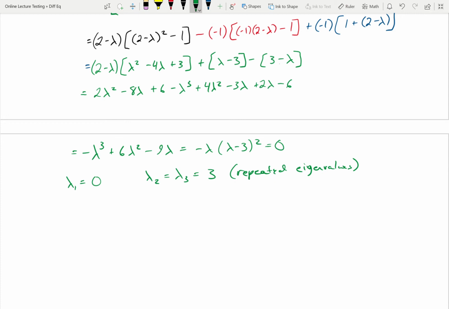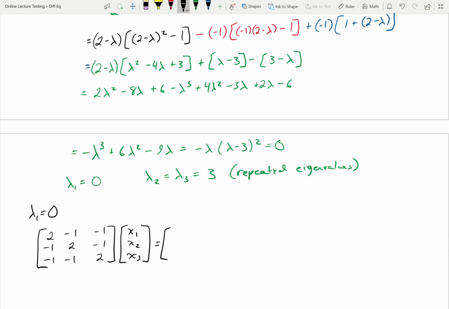Okay, so the very first thing that we need to do is we still need to solve to find our first eigenvector. All right, so lambda 1 is equal to 0. So when I plug that into my A minus lambda I, I'm going to get 2, -1, -1, -1, 2, -1, -1, -1, 2. Multiply that by our x1, x2, x3, and set it equal to 0. So now we can do row reduction on this one.